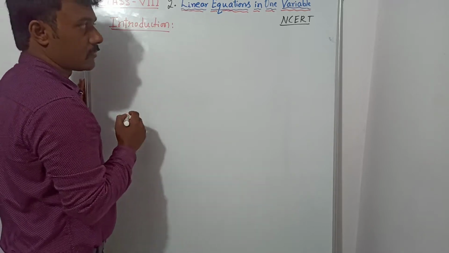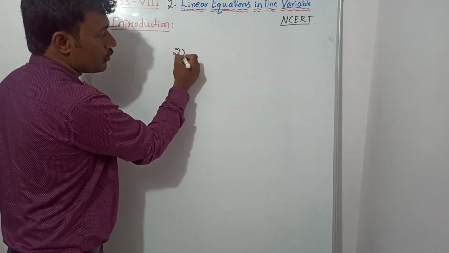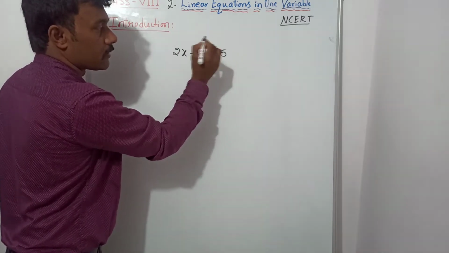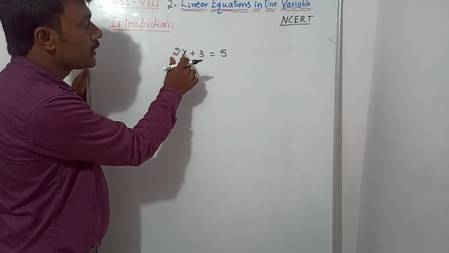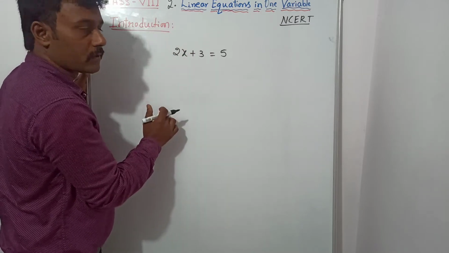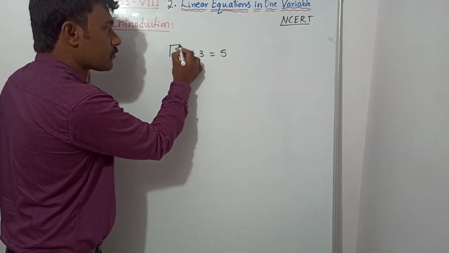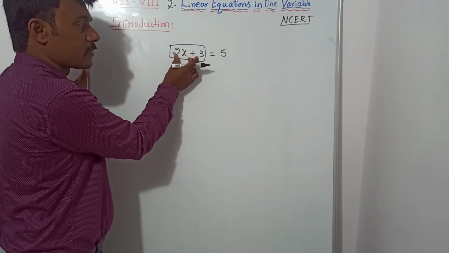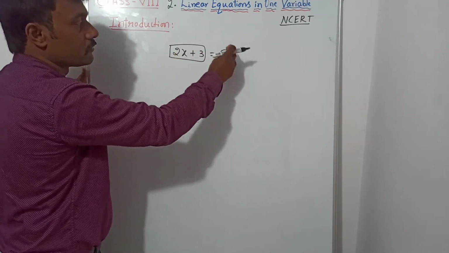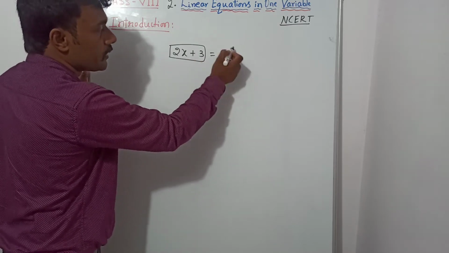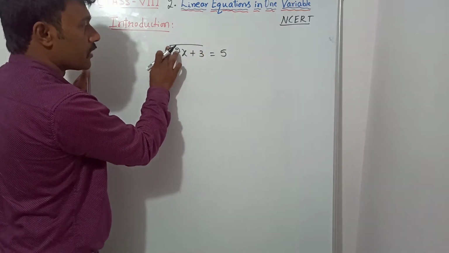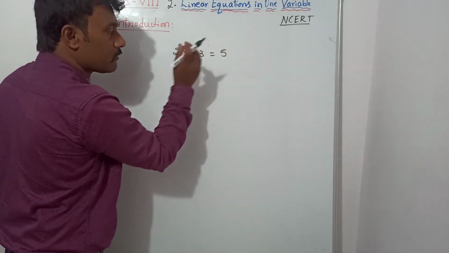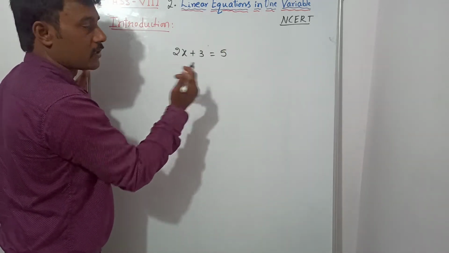For example, 2x plus 3 is equal to 5. This is a linear equation. This portion is called an expression. If this expression is equated to some value, then it becomes an equation. An expression equal to some value is called an equation.